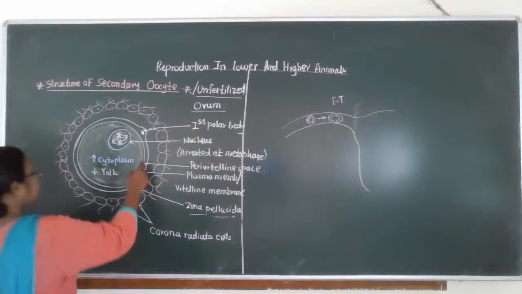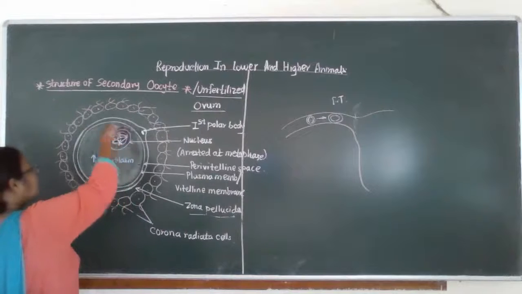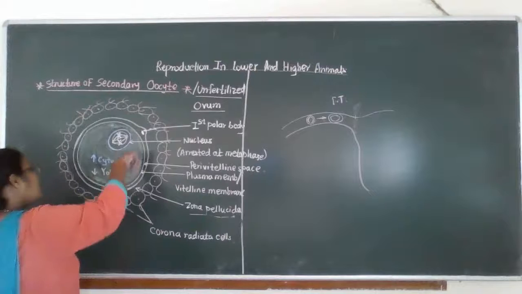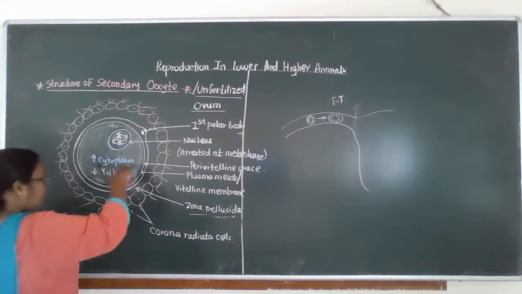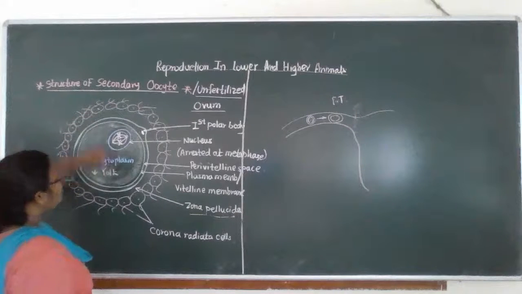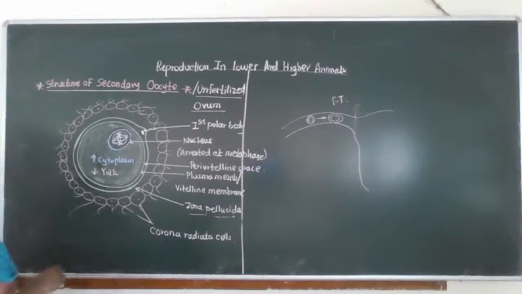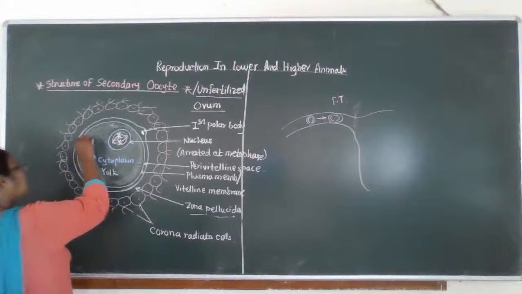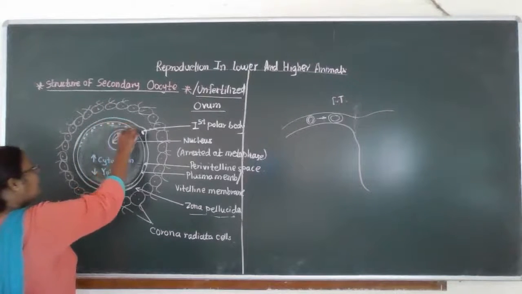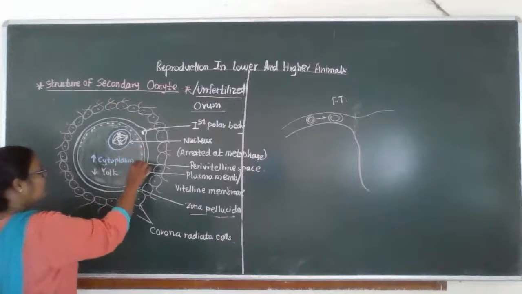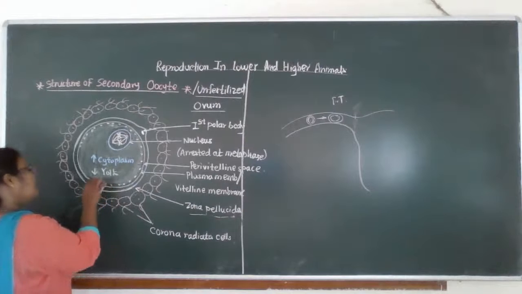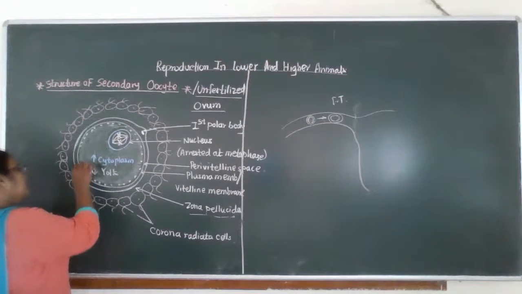Then the next one is the plasma membrane or vitelline membrane. This plasma membrane or vitelline membrane is surrounding the cytoplasm. It surrounds the cytoplasm. This cytoplasm is divided into two parts. The outer side of this cytoplasm is granular. It has granules, and these granules have a role during the formation of the fertilization membrane.